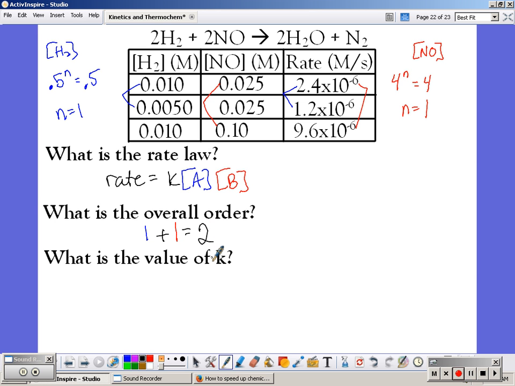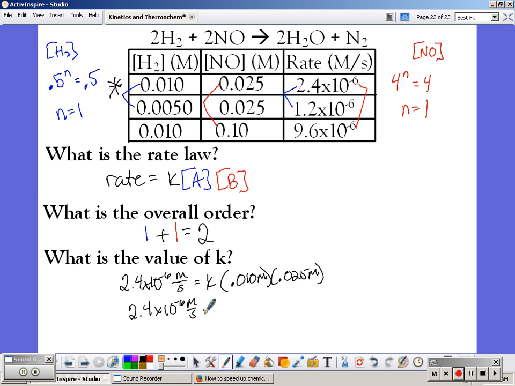Now it doesn't matter what set of data we're going to choose. Let's choose the first set. We're going to plug it into our rate law to solve for K. So we'll say 2.4 times 10 to the negative 6 m over s is equal to K times 0.01 times 0.025. So 2.4 times 10 to the negative 6 m over s is equal to K times 2.5 times 10 to the negative 4 m squared, since I multiplied my concentrations.